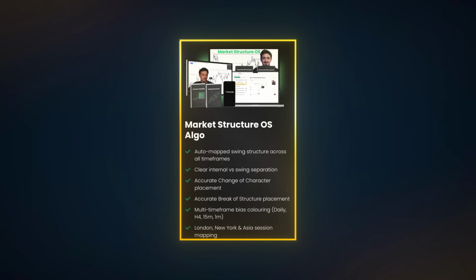So let me walk you through exactly what it is that you'll be getting. First, you're getting the market structure indicator. This automatically maps your swing highs, swing lows, trend direction, breaks of structure, change of character, every session, the same way, every time, with no manual work, no guessing. The rules are already built in.